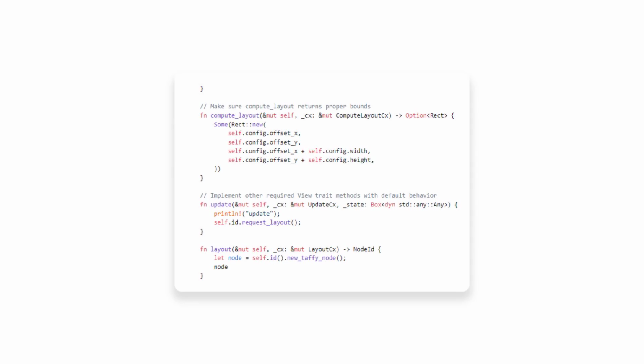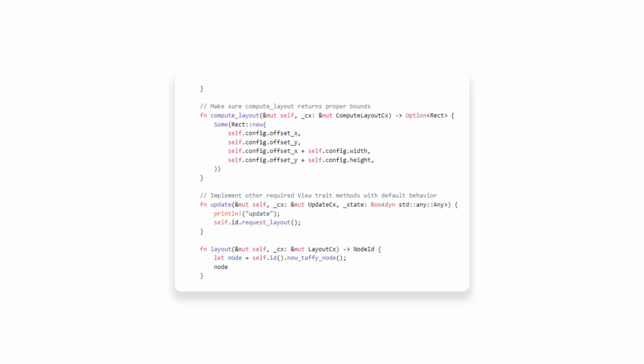This code snippet contains 3 methods that contribute to the layout and updating functionalities of a view in a GUI framework. 1. Compute layout method. Calculates and returns the layout bounds of the view as a rectangle, rect. It uses the view's configuration for its position and dimensions. 2. Update method. A placeholder function that prints update when called.